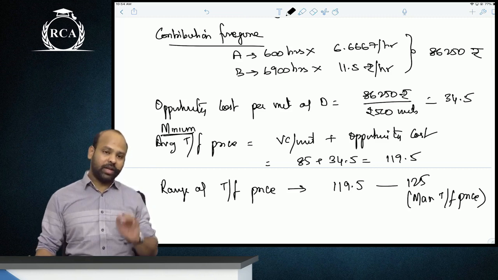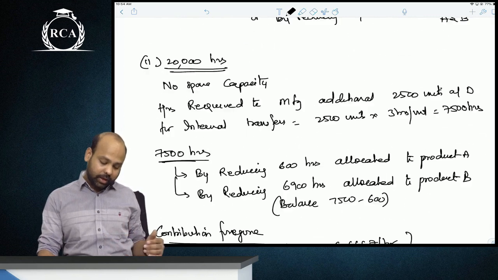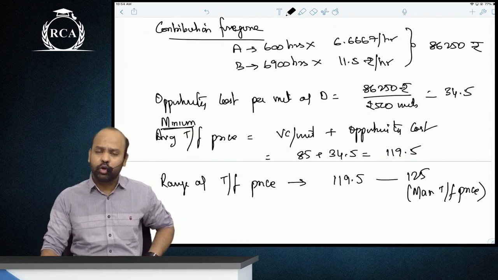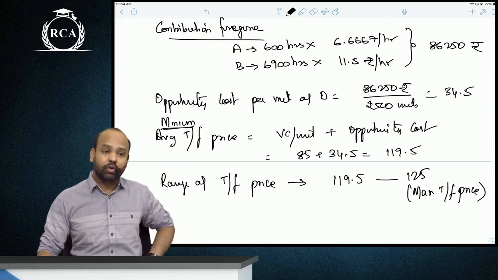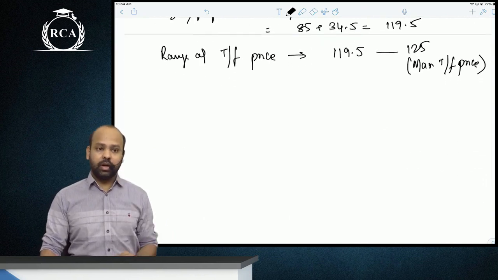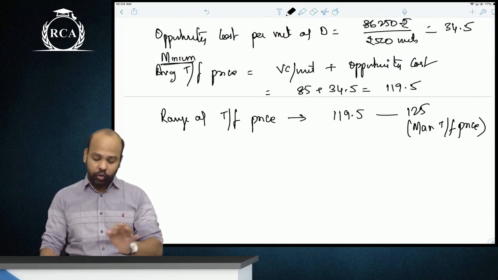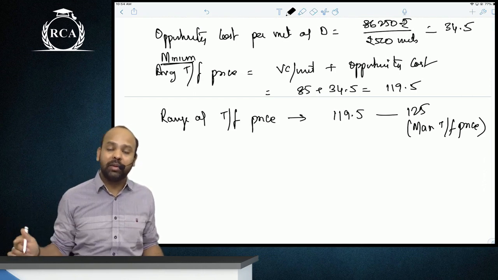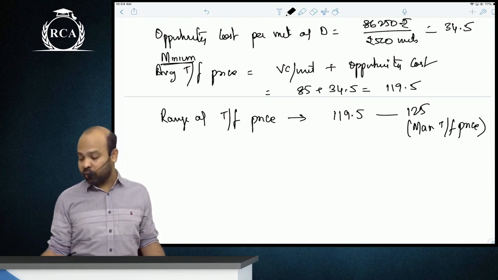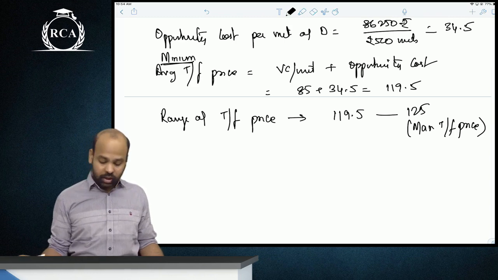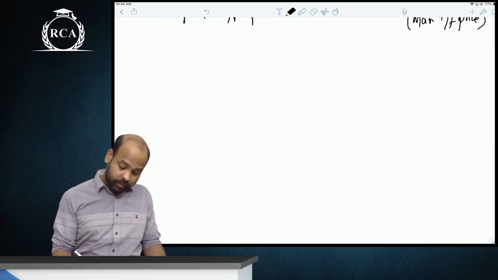Minimum transfer price should be 100. For decision making, let it be at the lower level, because there is no loss of contribution. There is absolutely no loss of contribution. This would be your answer: 119.5 to 125, or if they want you to mention only one transfer price, that would be 119.5. I hope you're all clear about this.